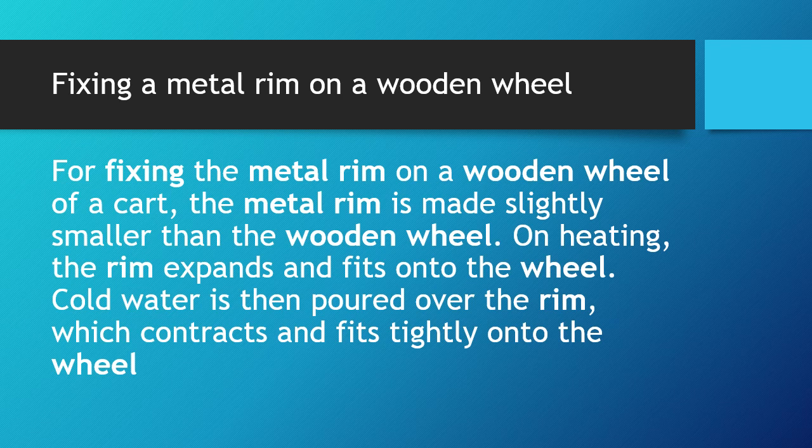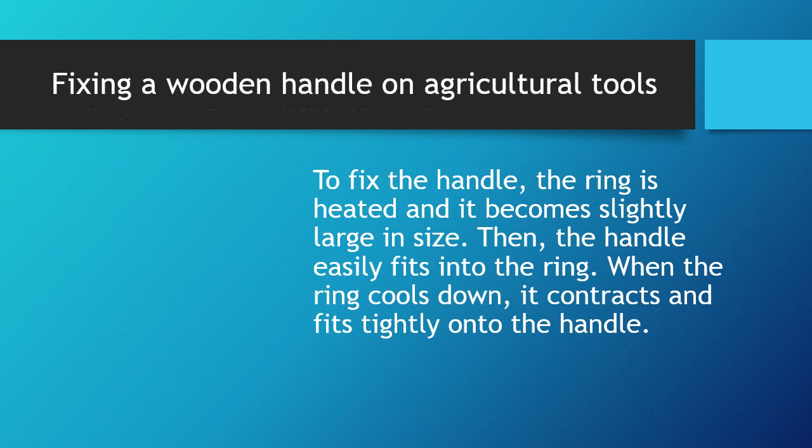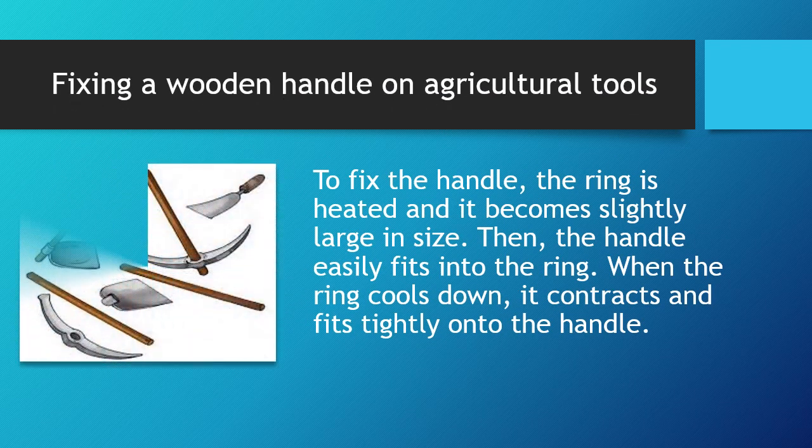Children, there is also another application of contraction and expansion of metals. Have you ever wondered how the wooden handle is fitted onto the agricultural tools? Let us see. The agricultural tools have a ring into which the wooden handle is to be fitted. The ring is made slightly smaller than the wooden handle.